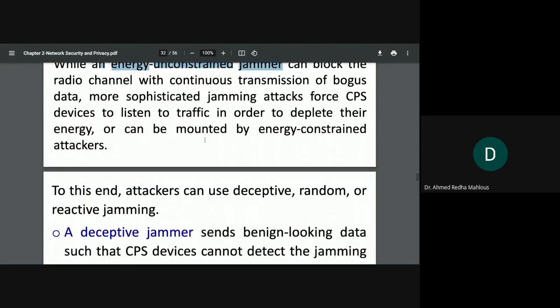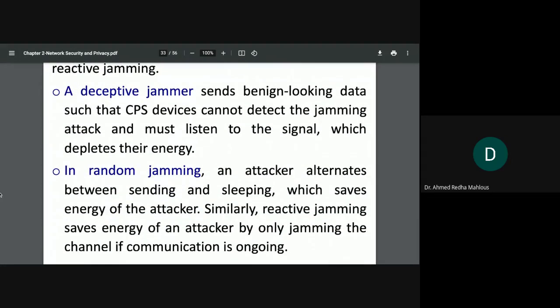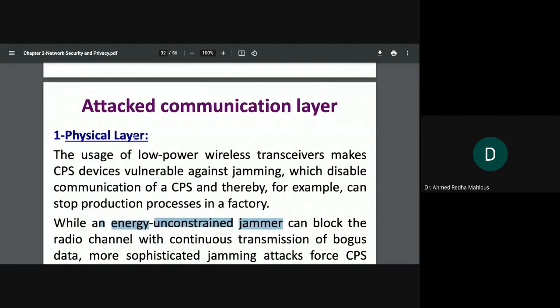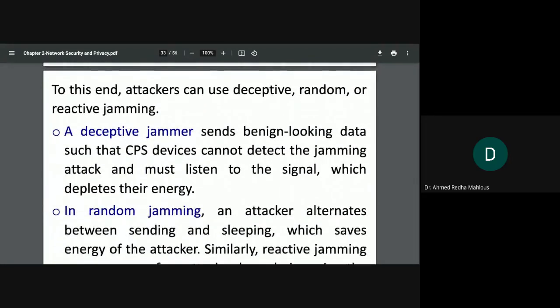Now, for the jamming attack, there are many types of jamming attack. We are talking about the attack at the physical layer, because at the physical layer we are talking about the communication channel. This is the band or the frequency. For the jamming, we can have deceptive, random, and reactive jamming. First, deceptive: here we are talking about sending benign looking data.